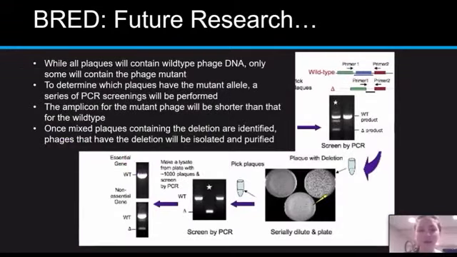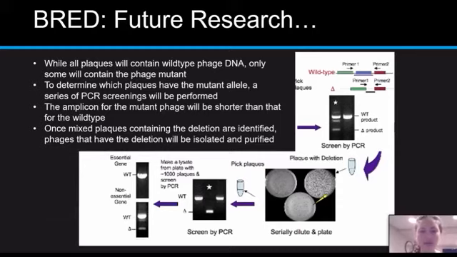So lastly, as Colby mentioned, we have plaques on the bacterial lawn, and while some of the plaques contain wild-type phage DNA, only some of them will have the phage mutant. So in order to detect which plaques have this mutant, we will perform a series of PCR screenings, serial dilutions, and plating on the lawn. The amplicon for the mutant phage, when we perform the PCR experiments, will of course be shorter because it doesn't contain the gene that we knocked out.